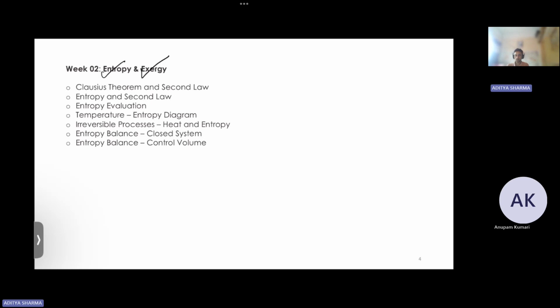So all this is under this topic, right? Okay. So one by one, let's see the topics. First is your Clausius theorem and second law. So what does this theorem say?